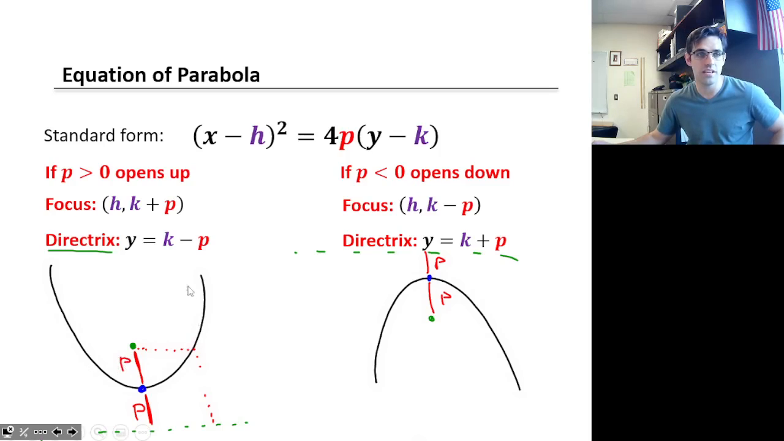Okay, so if we know where our vertex is and we know our p-value, we can easily just add or subtract p to find either the focus or the directrix. That's basically the thing here. Now this applies if we have x squared.